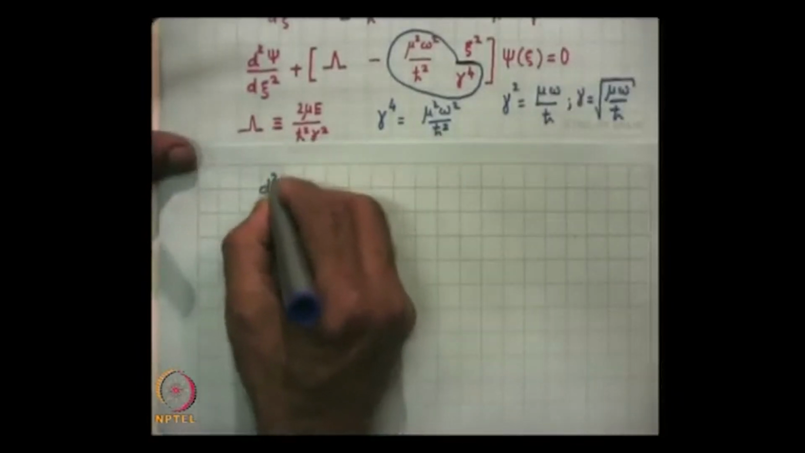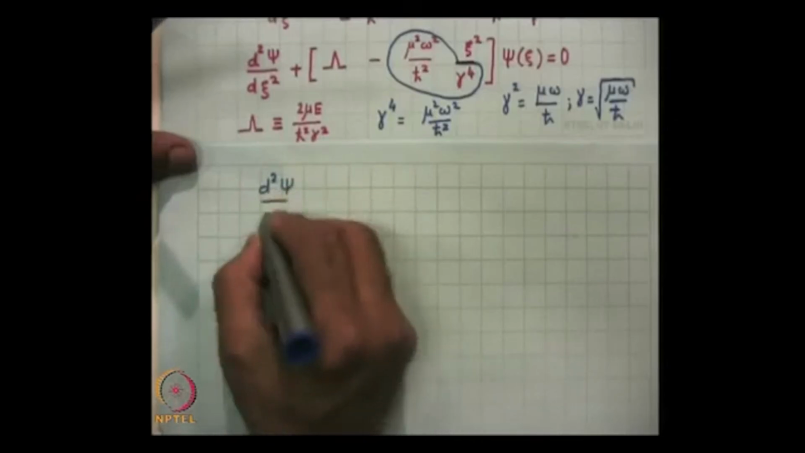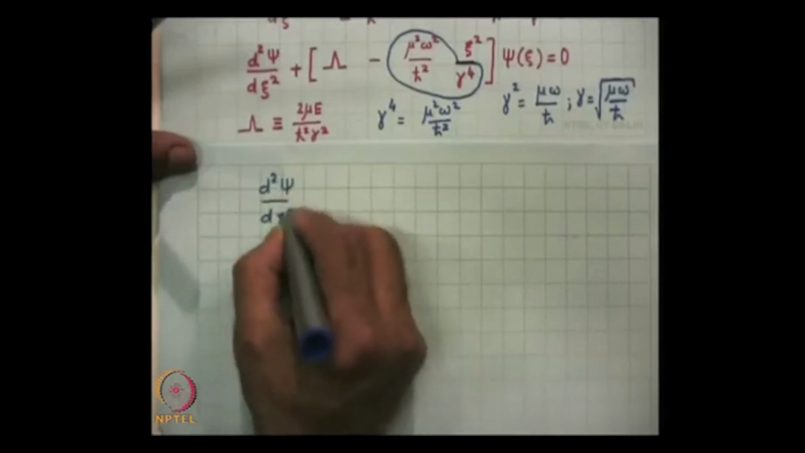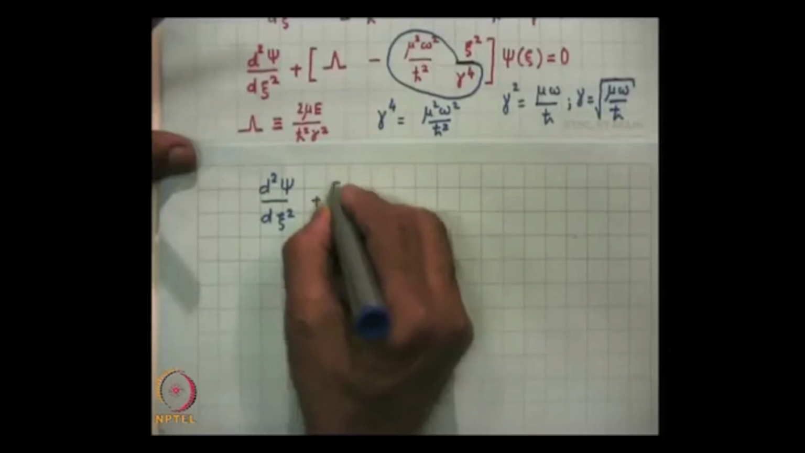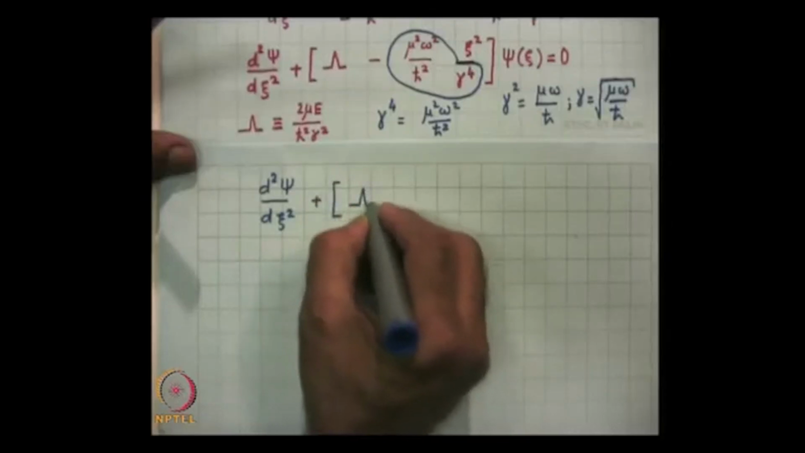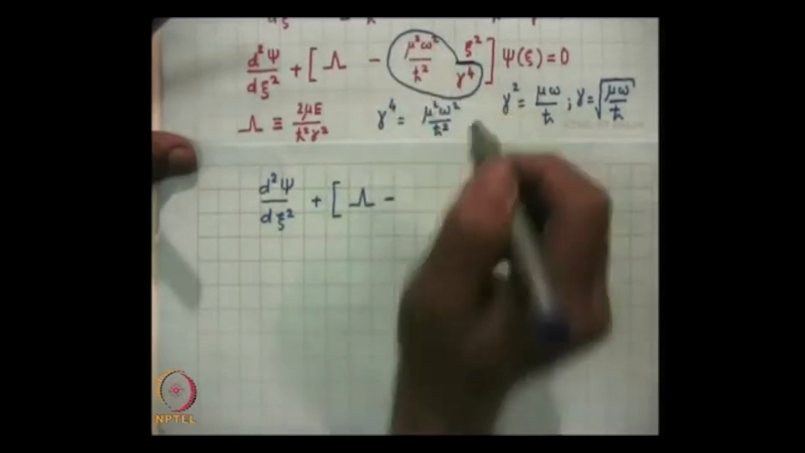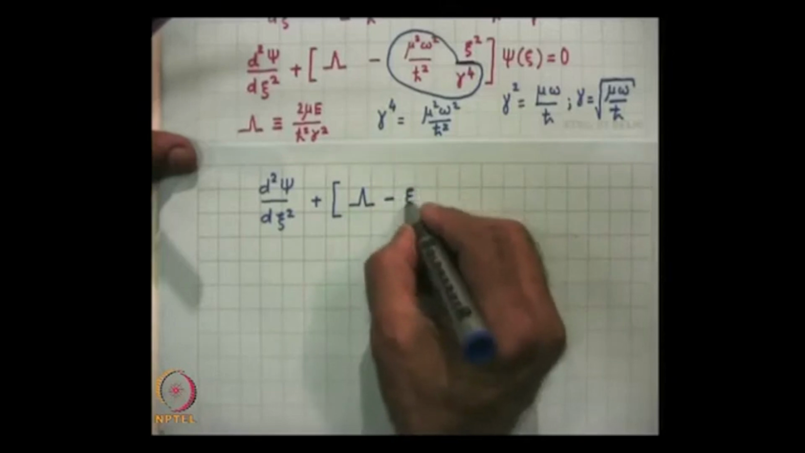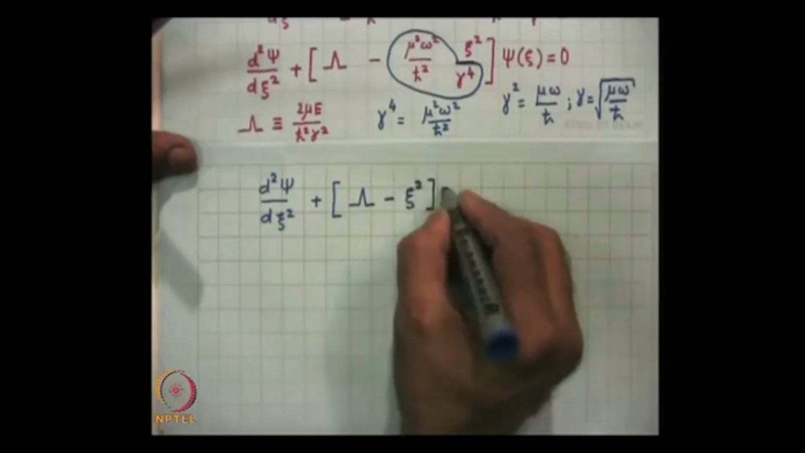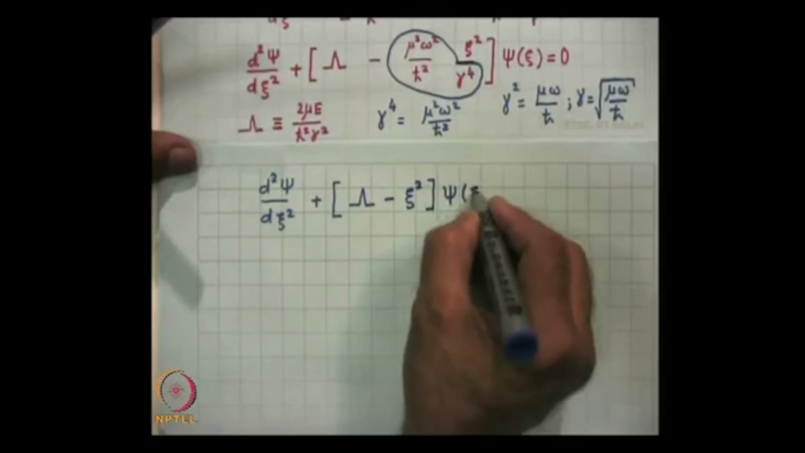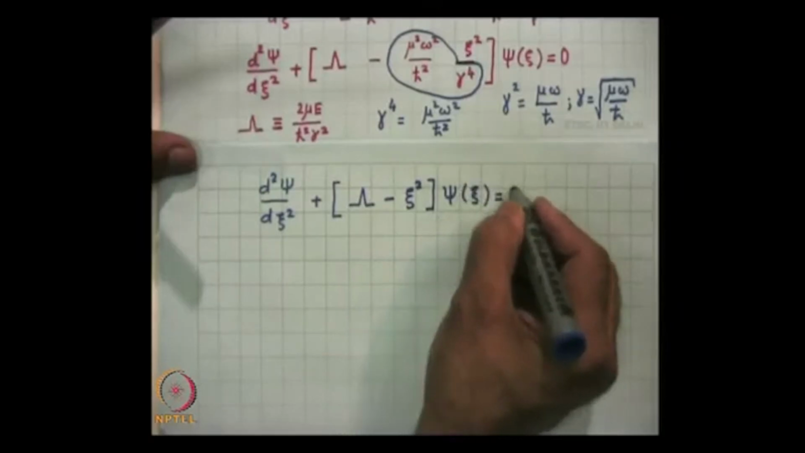d2 psi by d xi square plus lambda, and this quantity is 1, so this is xi square, psi of xi is equal to 0.